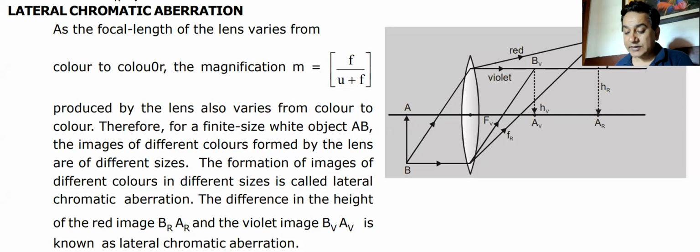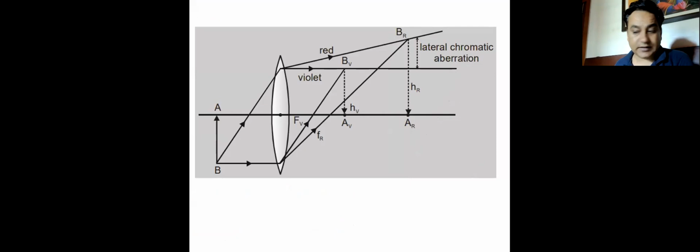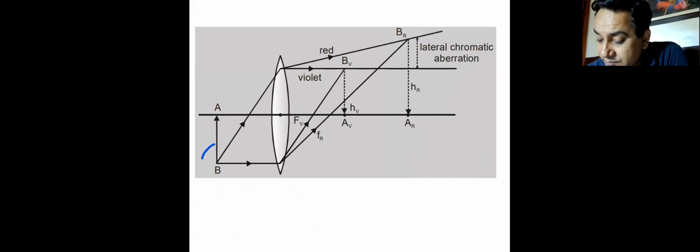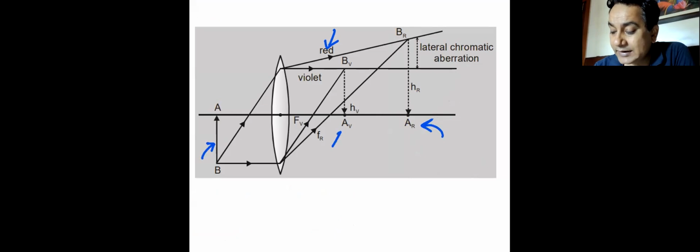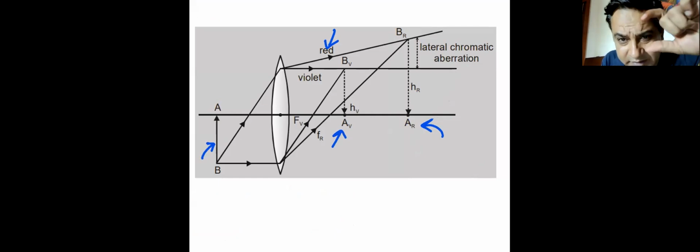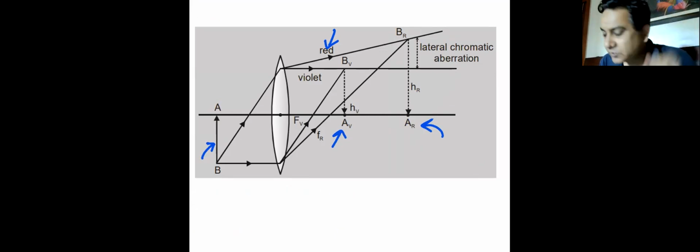Now you can see from the diagram, and I shall show you the diagram on the bigger screen, and here it comes. You have an object which has some height. AB is an object which has some height. It is emitting white light. As you can see, red light is getting focused at a farther point, and violet light is getting focused at a nearer point. Now, what difference does it make to the height of the image? The height is perpendicular to the axis.